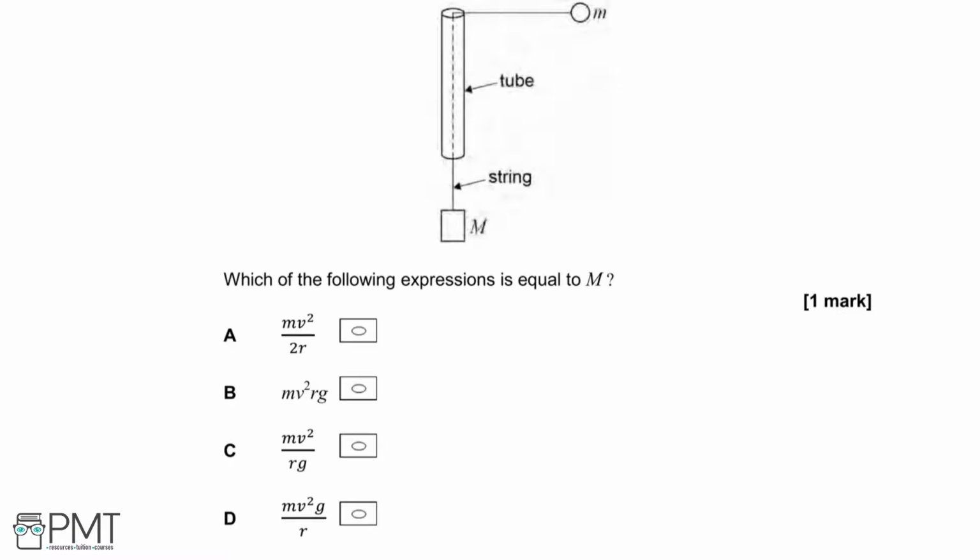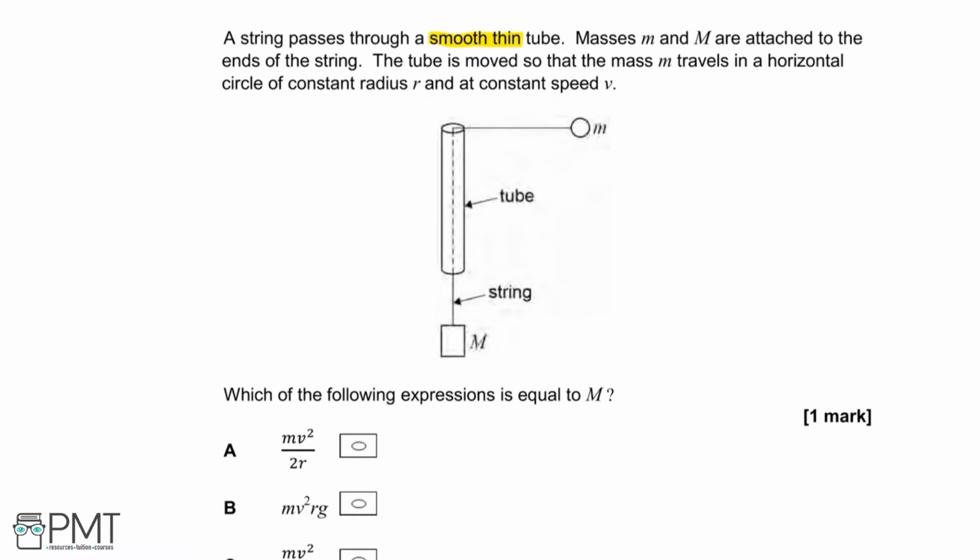They look relatively similar. You can see there are m's and v squareds and so on, and that hints at the equation for centripetal force. That's where we're going to make our first stop. So if we just quickly write down that equation for centripetal force, F equals mv squared over r. If we look at this small mass here, the only force, if we're ignoring gravity, that's acting on that mass is the centripetal force that's keeping it in a constant circle.